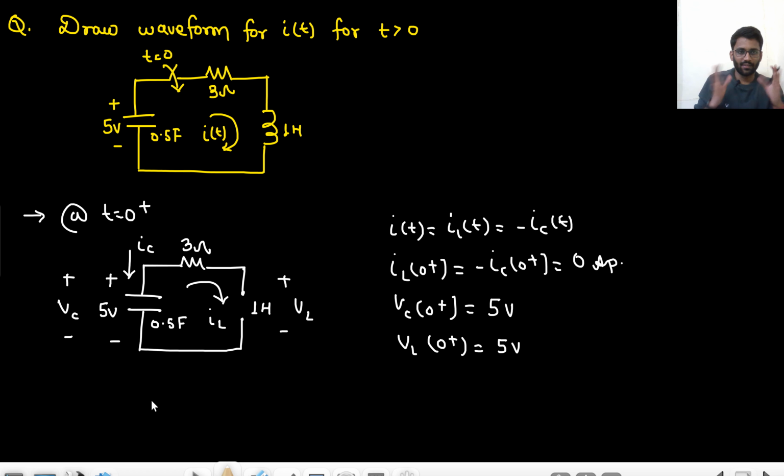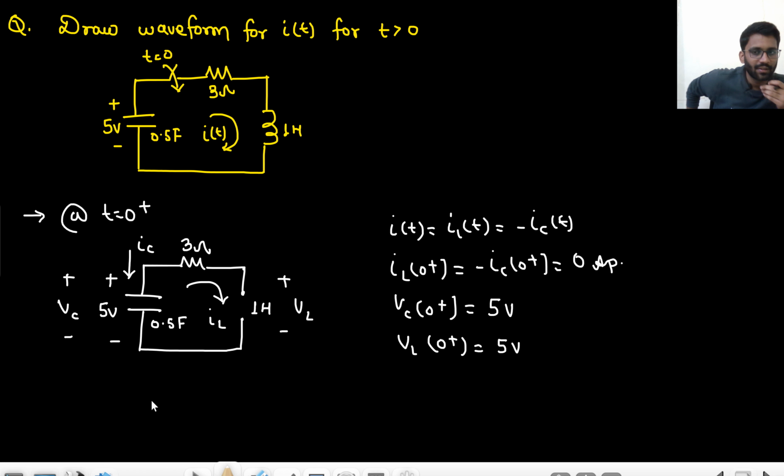I'm just doing the analysis. Are you getting my point? We have seen a lot of RLC circuits. You can do the analysis. This 5 volt is coming across the inductor. That means it will induce the current from up to down. That means this current will be going out of the capacitor and getting into the inductor. That means the inductor will charge and the capacitor will discharge.